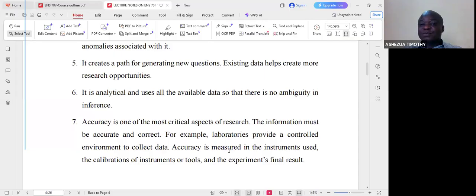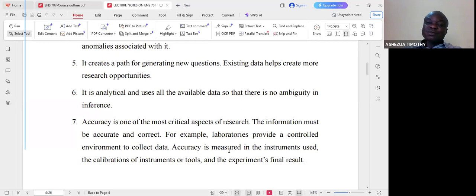For example, laboratories provide a controlled environment to collect data. Accuracy is measured in the instrument used, the version of instrument or tools, and the experiment's final result. Yes, if you go to a physics laboratory or laboratory, there are some data you just have to take right in the lab.